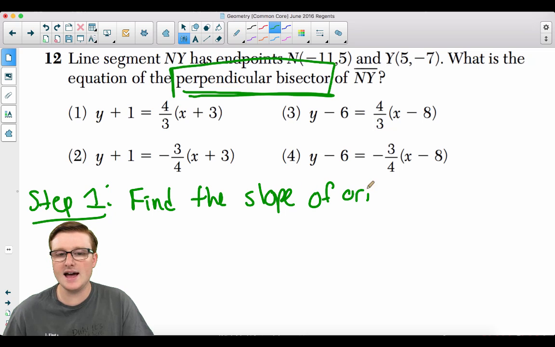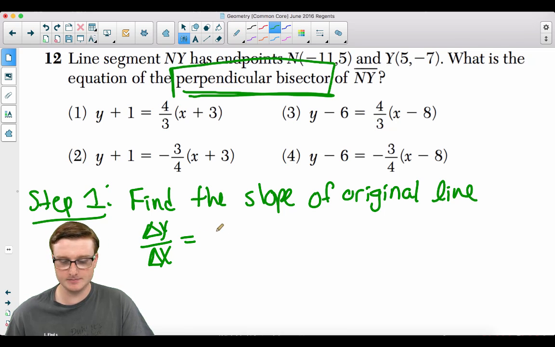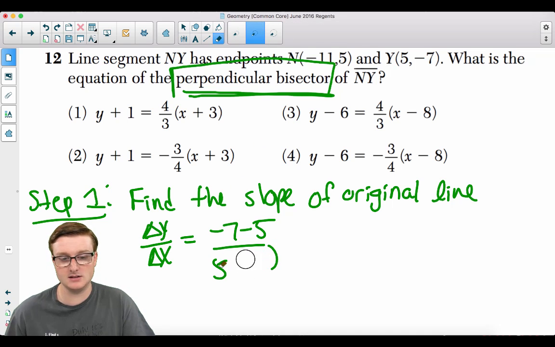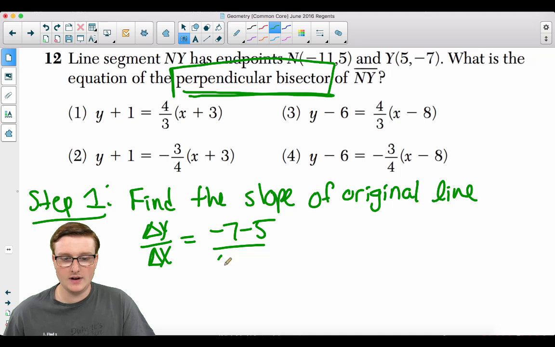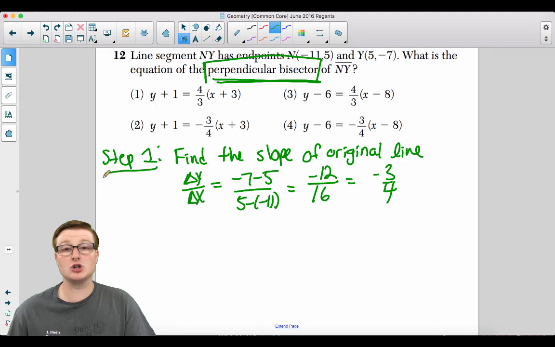So if we have points N and Y, we could calculate the slope using the slope formula, which is the change in y over the change in x. That is going to be, let's see here, negative 7 minus 5 over 5 minus negative 11. That is going to be negative 12 over positive 16. That's going to be negative 3/4. Okay, so that is the slope of the original line.